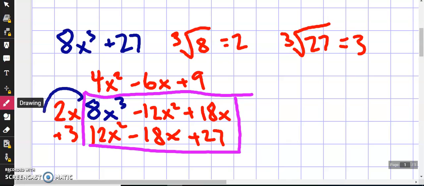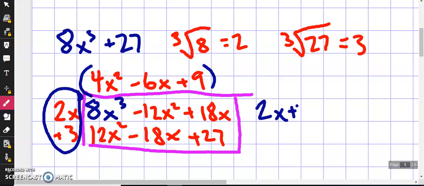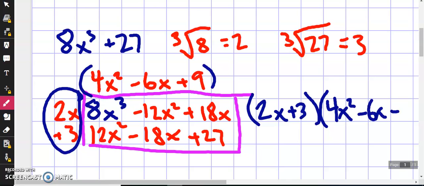So once again, my factors are whatever's on the side times whatever's on the top. So I should see a 2x plus 3 and a 4x squared minus 6x plus 9.